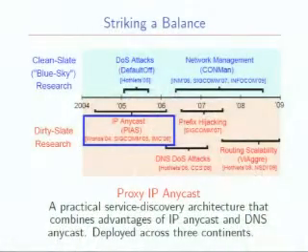To give you a few examples, I have worked on how to deploy IP Anycast, which is essentially a network layer service discovery mechanism, in a practical and scalable fashion. So effectively, I built the service. I deployed it at 7 servers across the internet, which included BGP peerings with various ISPs.